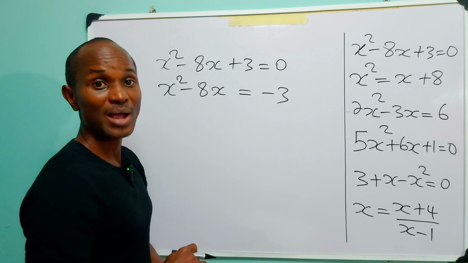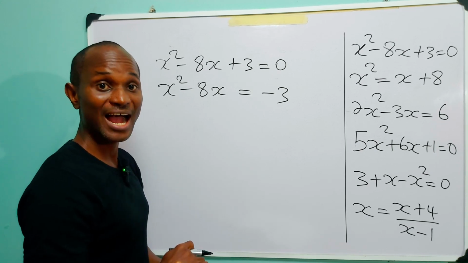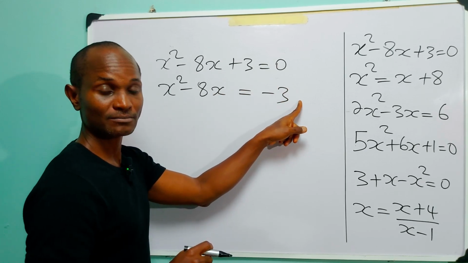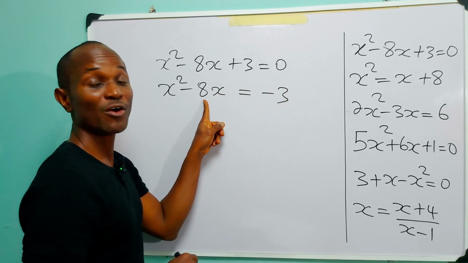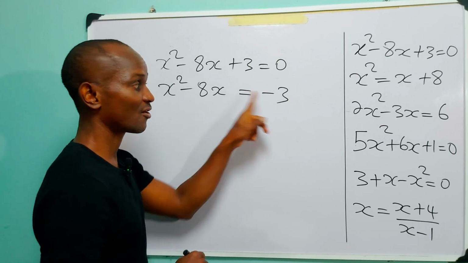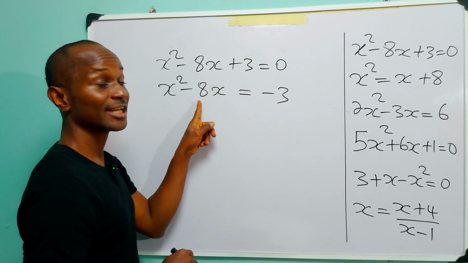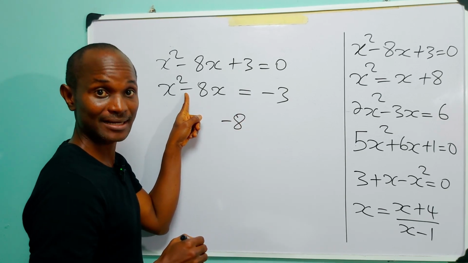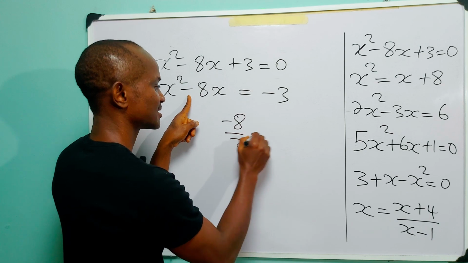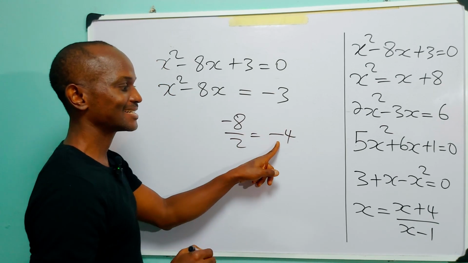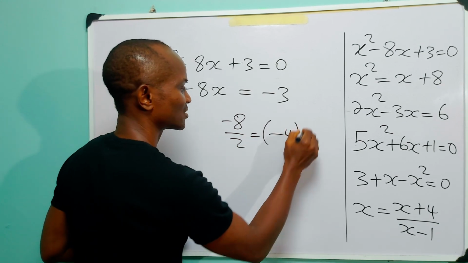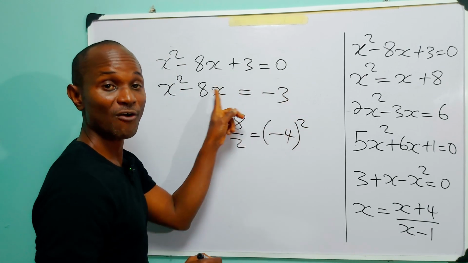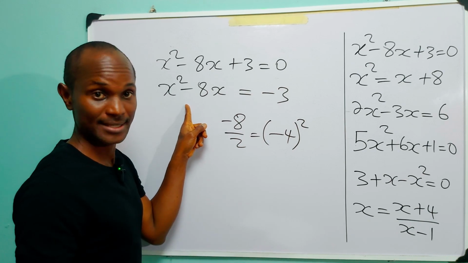Now, the next step is to add the square of half of the coefficient of x to both sides of the equation. In this case, the coefficient of x is minus 8. You have to be very careful with the sign. Half of minus 8 is equal to minus 4. And the square of this is minus 4 squared. So this is the quantity that we will add to both sides of the equation to complete the squares.